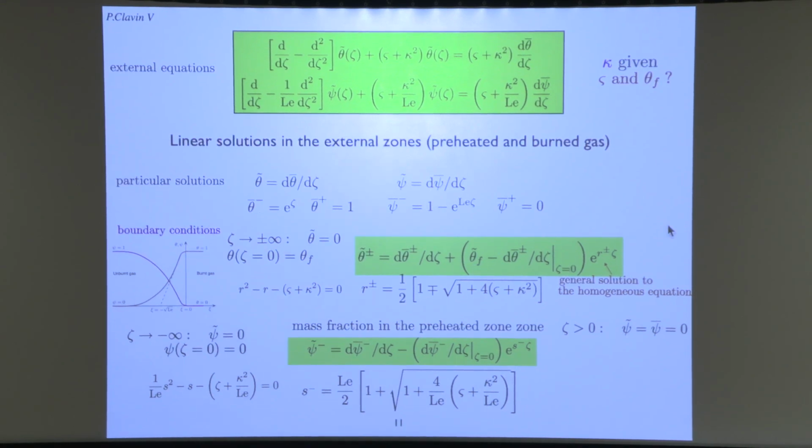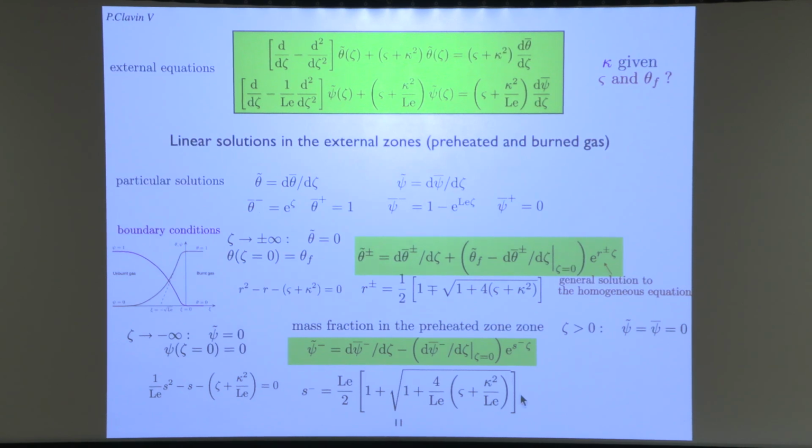And this is the equation for theta. This is the equation for psi here. And now you look for a solution for psi in terms of S. And this psi now behind the flame, it is 0 because there is no limiting component. It's all burned. So you are looking for the solution in the preheated zone.